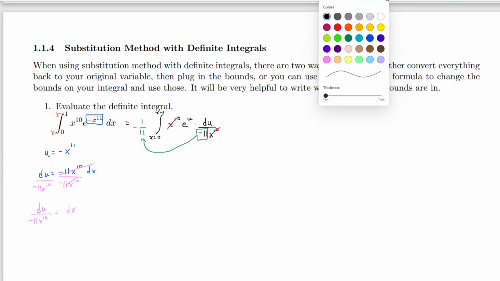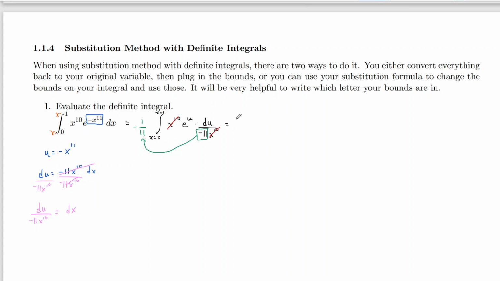All right. So let's go ahead and write what we got. We got negative 1 over 11. And we have integral from x equals 0 to x equals 1. And we have e to the u du. Well, what is e to the u? The antiderivative of that's just itself. We got negative 1 over 11, e to the u. Because it's a definite integral, we do not want to add a plus c. We don't need to. We can just plug in our evaluation bar, x equals 0 to x equals 1.